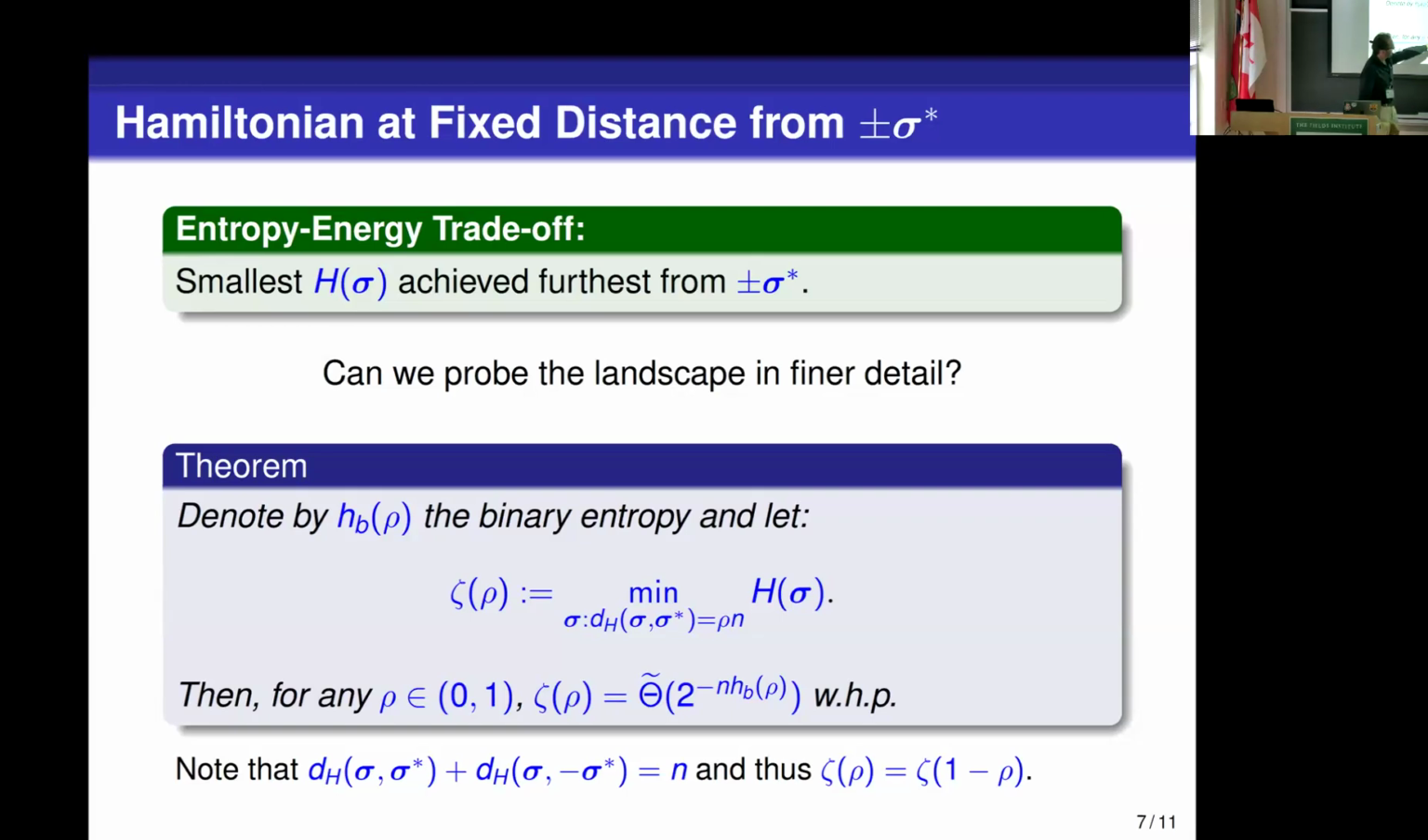And this zeta is the optimal value function of rho. You can see that zeta of rho and zeta of 1 minus rho are the same. This makes sense because my distances to sigma star and minus sigma star sum to n. And from the symmetry, I could have planted sigma star or minus sigma star, it's pretty much the same thing. So it makes sense that it has this symmetry.